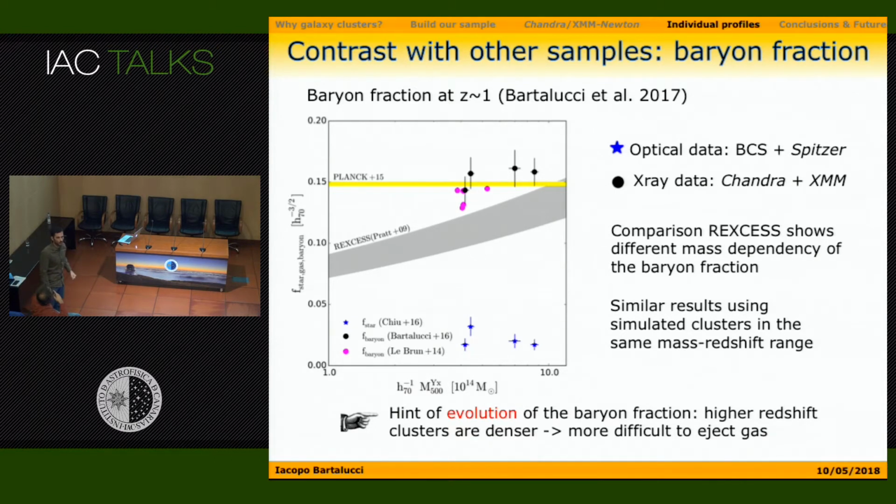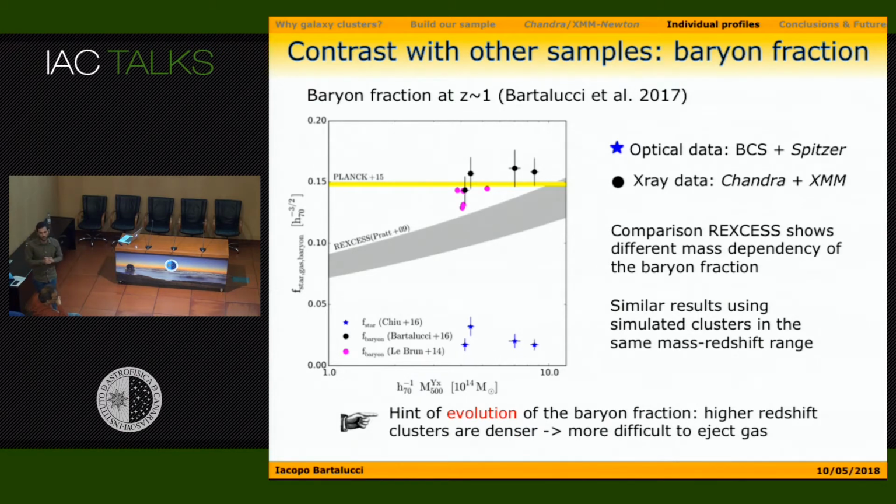Okay, I thought it was the other way around. No, the black points, you basically get the cosmic baryon fraction. Yes, exactly. And the explanation that we got from simulators is that at higher redshift clusters were denser, simply because the density was higher, and then it was more difficult to eject the gas. So that's why you retain more baryons. At least that's what... So that was part of my question.